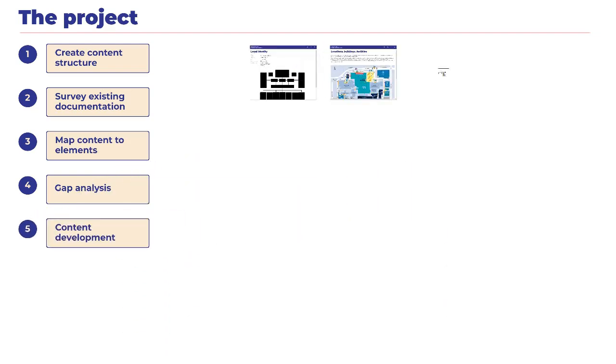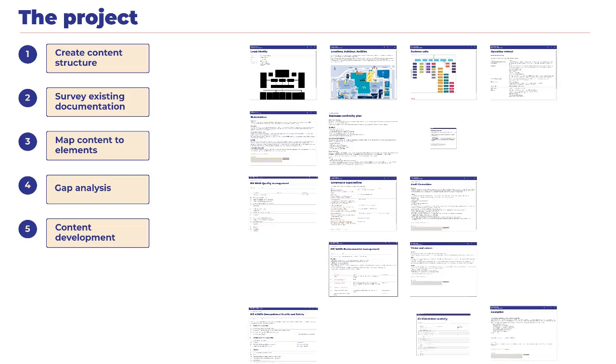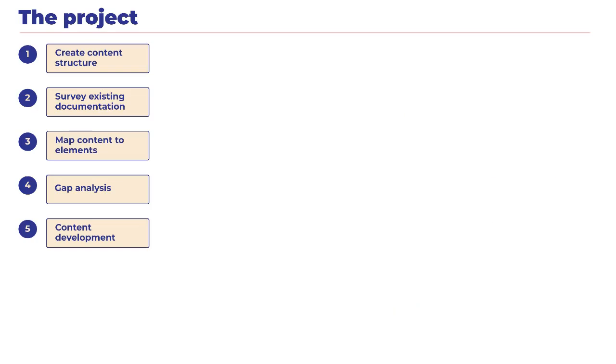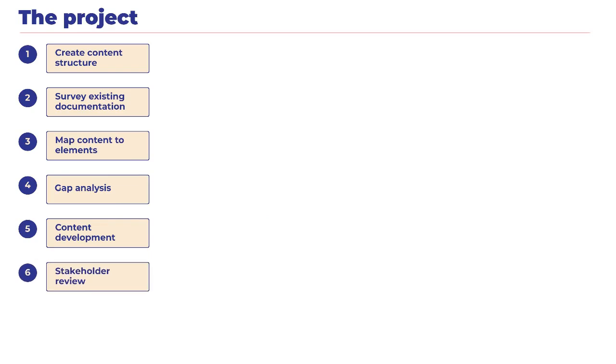Work through the elements to fill gaps and bring the content up to standard. Do element 1 first because that's the foundation. After that, work in order of risk or urgency. Step 6. And finally, and continually, review the system with stakeholders. Are they satisfied?